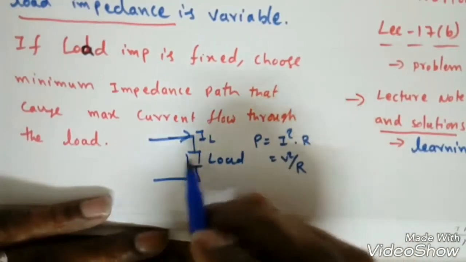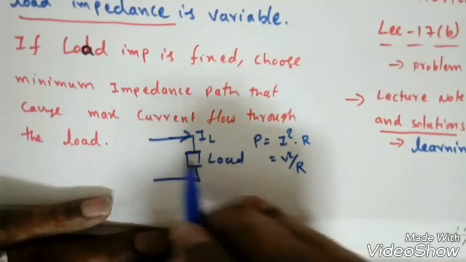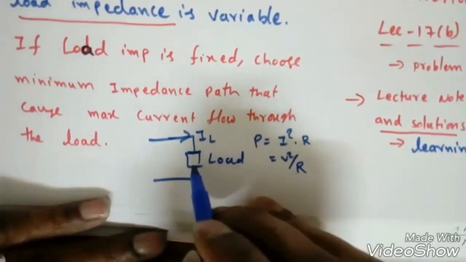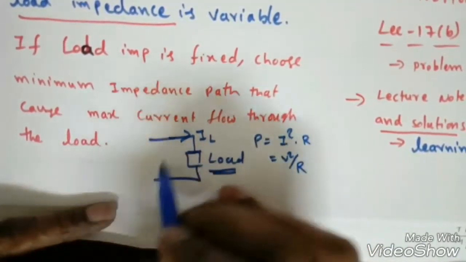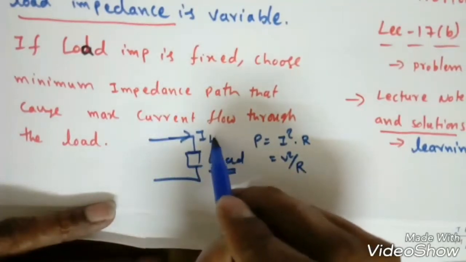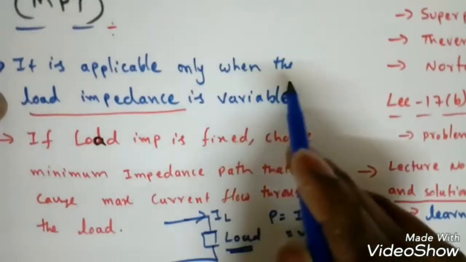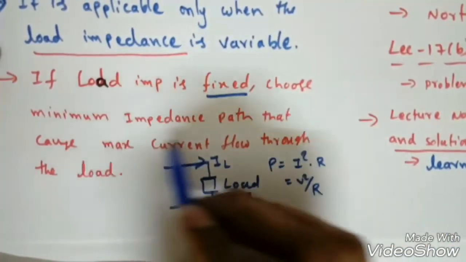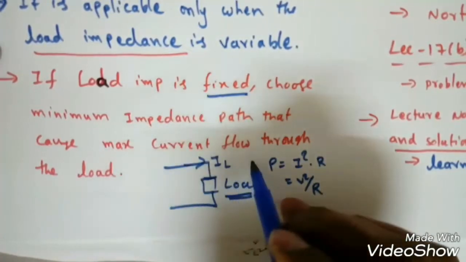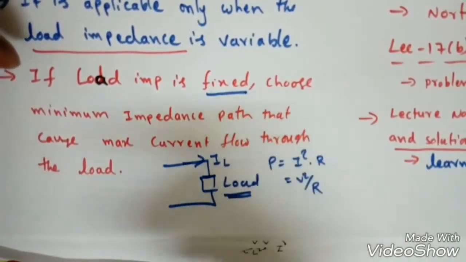So two conditions. If the load varies, we can find the condition which gives maximum power. If it is fixed, we have to choose the internal impedances such that IL will be maximum, then only we can get maximum power. If it is variable, we can apply this theorem and find the condition. If it is fixed, we choose the minimum impedance path that causes maximum current flow, then only can we transfer maximum power to the load.